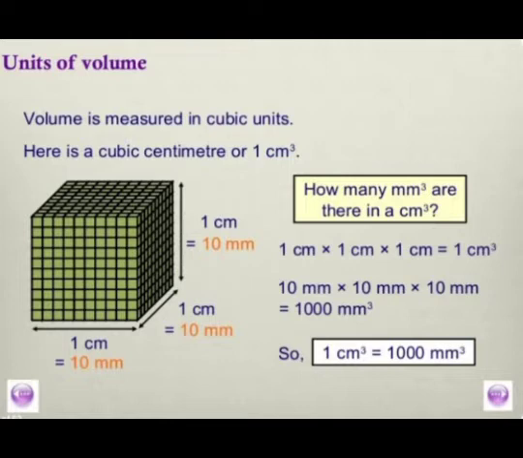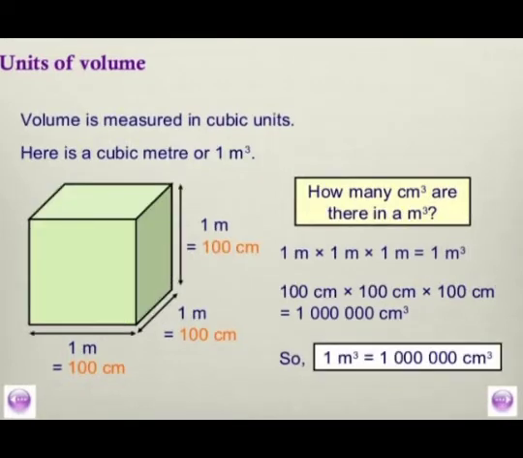So 1 centimeter times 1 centimeter times 1 centimeter is equal to 1 cubic centimeter. So 10 millimeters times 10 millimeters times 10 millimeters is equal to 1,000 cubic millimeters. So 1 cubic centimeter is equal to 1,000 cubic millimeters.